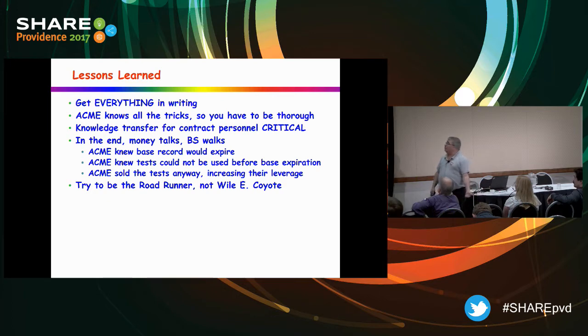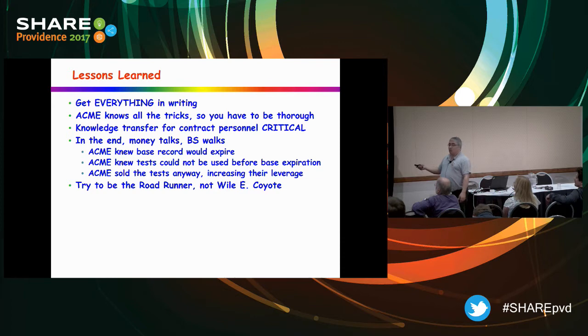So what are the lessons? Get everything in writing. Acme knows all the tricks. You've got to be more thorough, okay? If you have turnover in your contract personnel, you have to have knowledge transfer. That's critical. Don't allow your contract personnel to go out the door without other people knowing what's on the contract, okay? In the end, as we all know, money talked, BS walked.